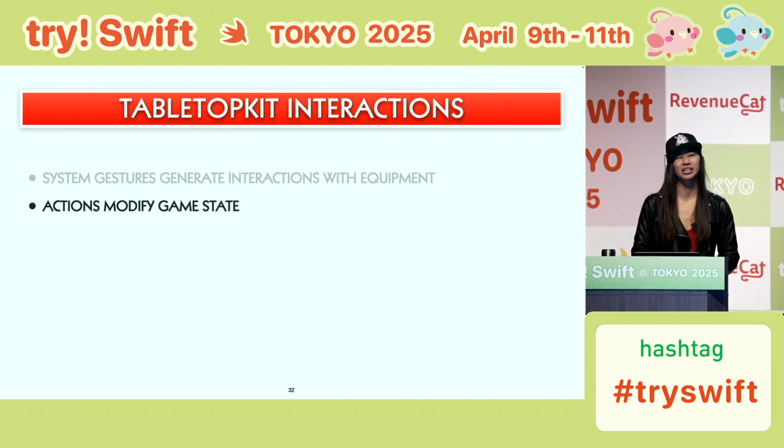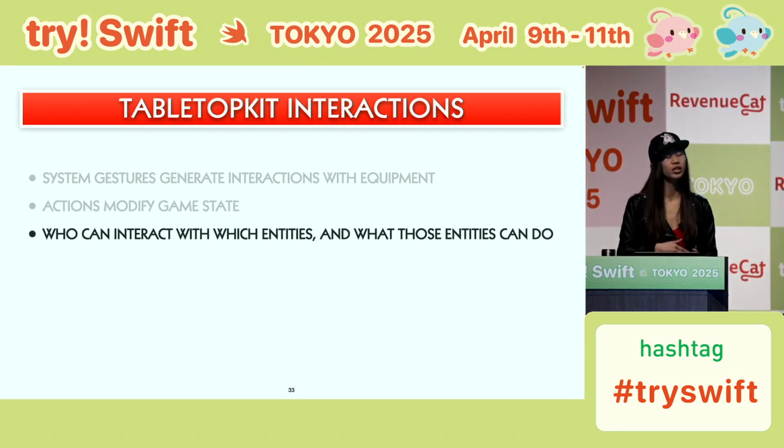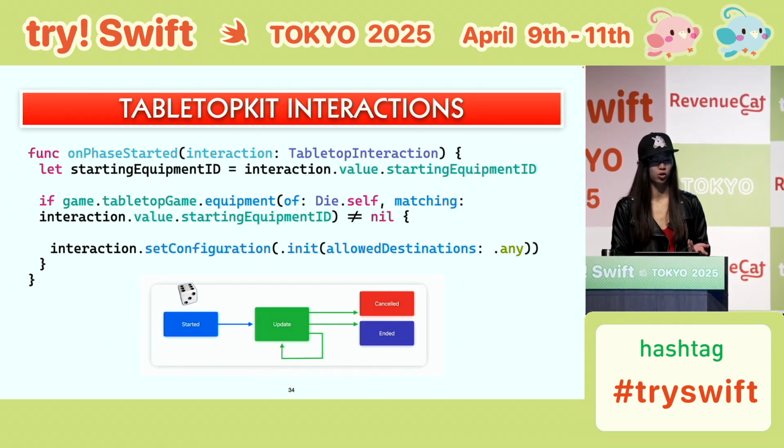Our TabletopKit interactions modify the game state. So this means we are changing things in the game based on these interactions. And we also control who can interact with which entities and what those entities can do. So let's talk about how they would work with a die.